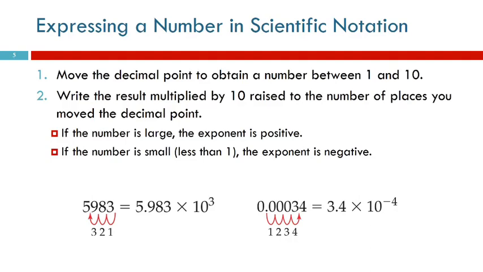So how do you express a number in scientific notation? These are the steps. You move the decimal point so that you get a number between 1 and 10. And then you write that result multiplied by 10 raised to the number of places you moved the decimal point. This explanation here is slightly different than your textbook. This is how I think about it. Either method will get you the same result. If the number that you're dealing with is a big number, bigger than 1, the exponent's positive. If the number is small, less than 1, the exponent is negative.